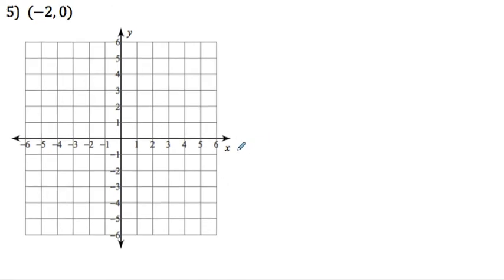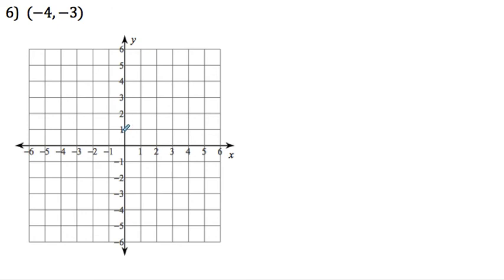Number 5, negative 2, 0. So negative 2 means I'm going to the left 2, right here. 0 means I'm not going up or down at all. So right there on the x-axis is the point. And again, negative 2, 0 being on the x-axis, that's called an x-intercept.